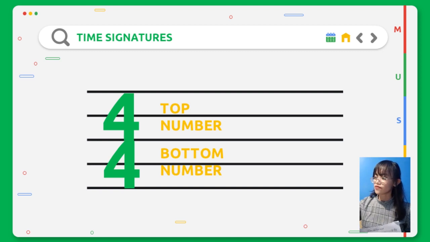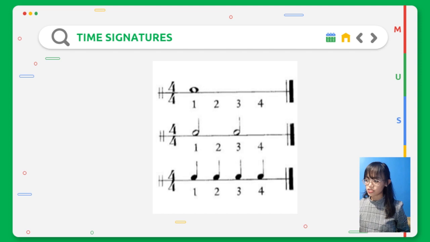Let's discuss it further with this slide. As you can see on my screen, in 4/4 common time, you see a whole note there. So in one measure, it has 4 counts. So, 1 whole note, 4 counts. So, 1, 2, 3, 4.